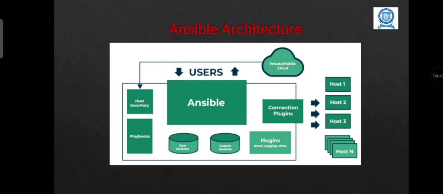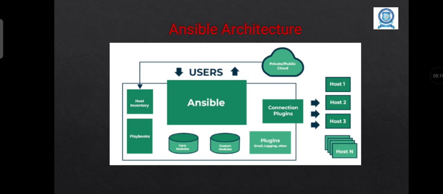This is the architecture of Ansible. Ansible will be installed in the centralized control node, where it will consist of several modules and plugins, connection plugins, and host inventory files. Inventory files keep track of the records and details about the remote hosts, or the hosts called managed nodes, connected to the control node. Actually, the control node is the node where Ansible will be installed.